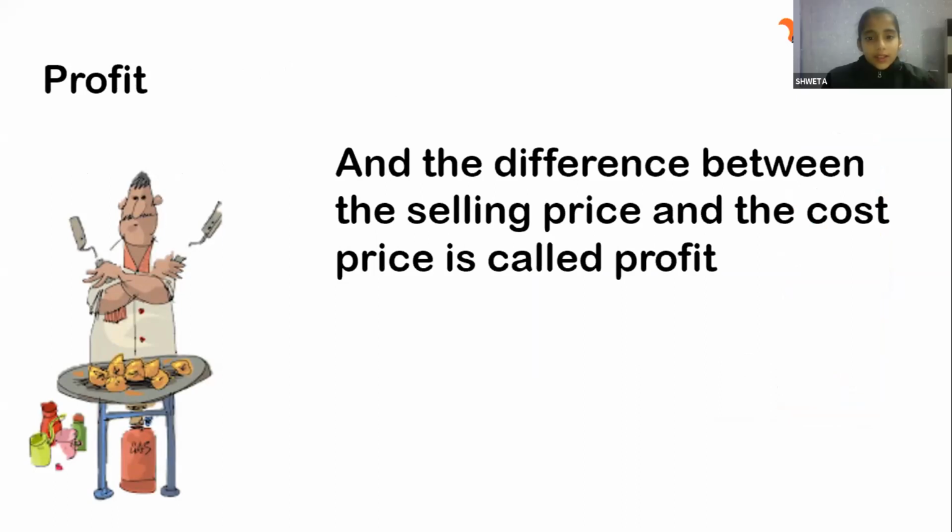And the difference between the selling price and the cost price is called profit. So the difference between the selling price and cost price is called profit. Isha, basically, selling price is more than cost price always. So you said earlier that it is CP minus SP, but no, it is generally SP minus CP. How much you're selling it for is more than how much you're buying it for. So it's generally SP minus CP, but in rare cases, when there is a loss, you can do CP minus SP. Okay, Isha, I'll help you out with that.